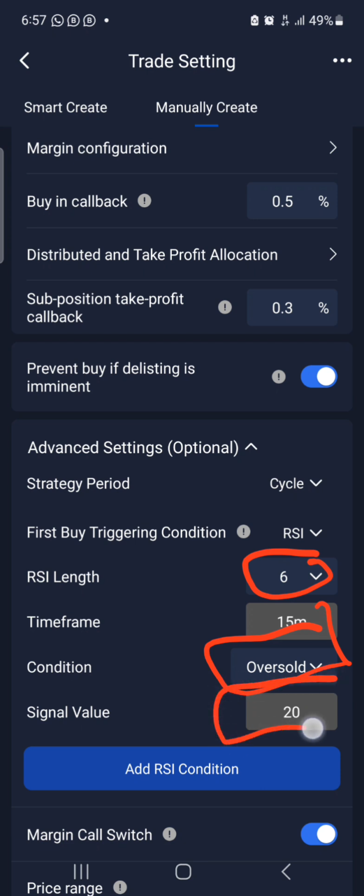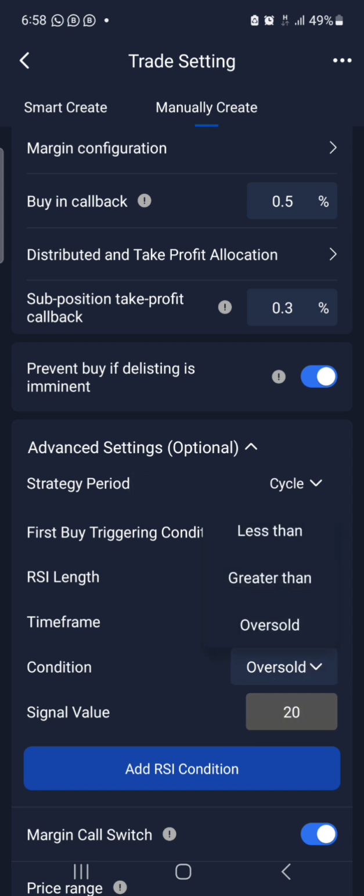And then we shall use a signal value of over 20. This means that we are telling the robot, in case the coin is oversold up to the 20 mark, buy for me, enter the market. So when it is oversold and it reaches the 20 mark, it will enter the market. But we have other options here on the oversold.